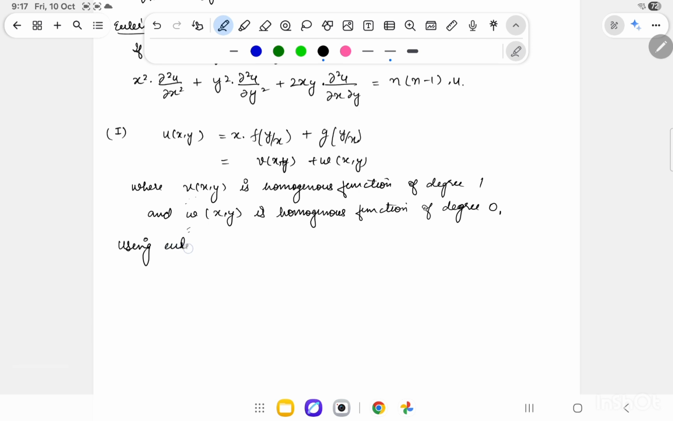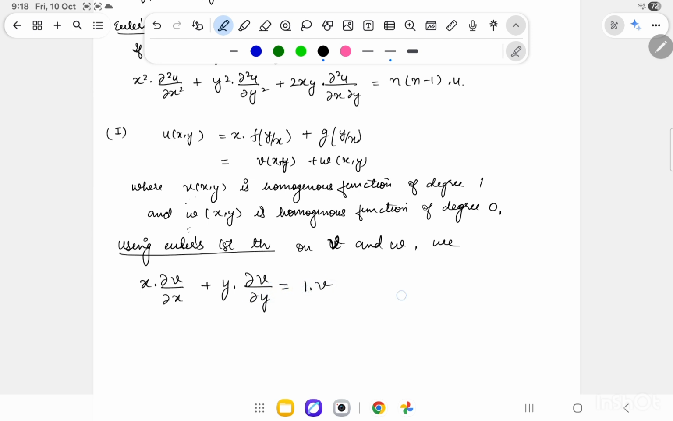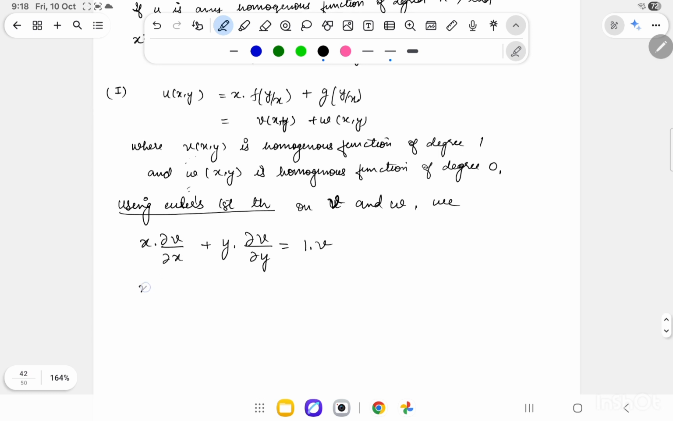Now if we apply Euler's first theorem separately on the function v and function w, we'll get x times del v by del x plus y times del v by del y equals n, that is the degree of function v, which is 1, times v. Likewise if we apply it on w, we'll get x del w by del x plus y del w by del y equals n, that is the degree of w, which is 0, times w, that is 0 only.